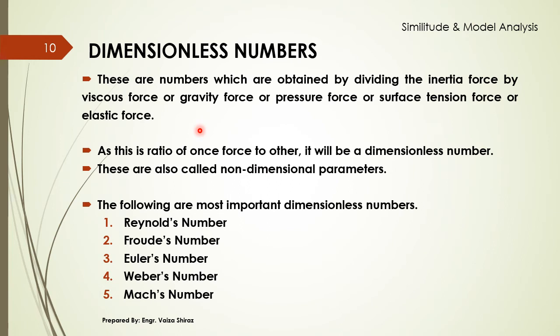Now we will discuss the dimensionless numbers. These are the numbers obtained by dividing the inertial force by the other forces, which include the viscous force, gravity force, pressure force, surface tension force, and the elastic force. As this is a ratio of forces, it will not have any dimension, so it is also termed a non-dimensional parameter. The following are the important dimensionless numbers: Reynolds number, Froude's number, Euler number, Weber's number, and Mach's number.